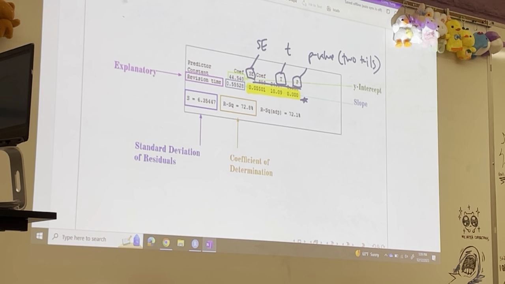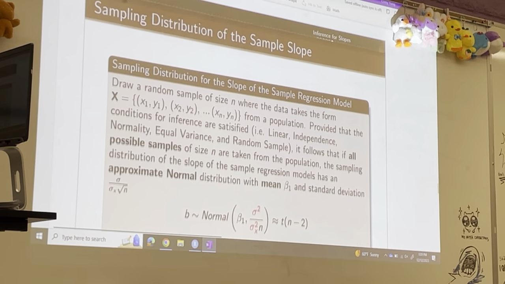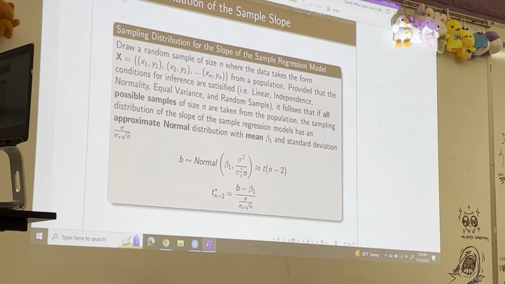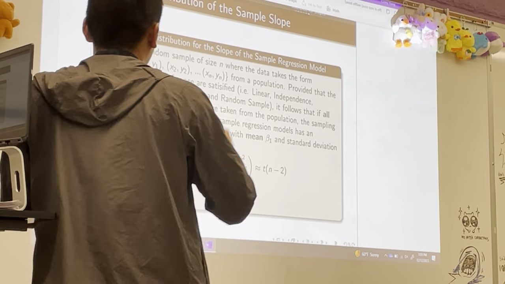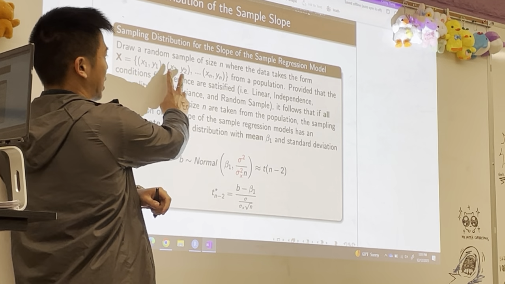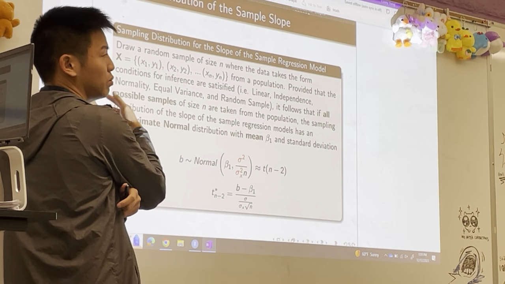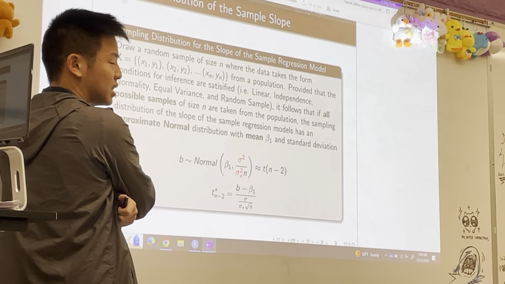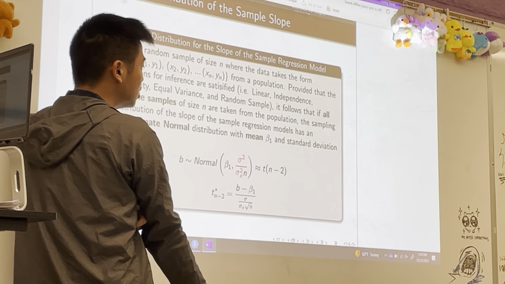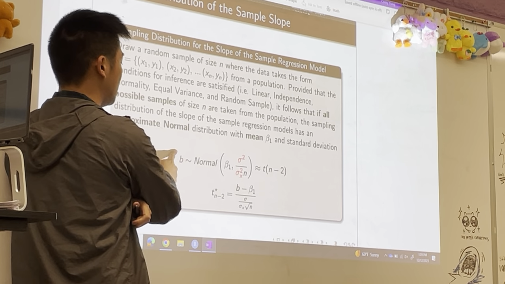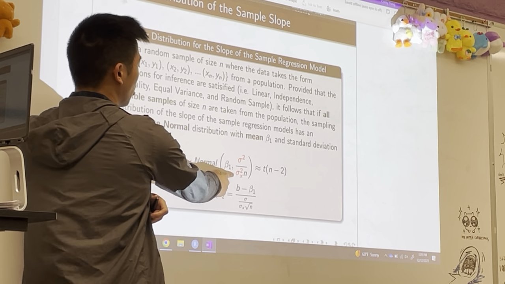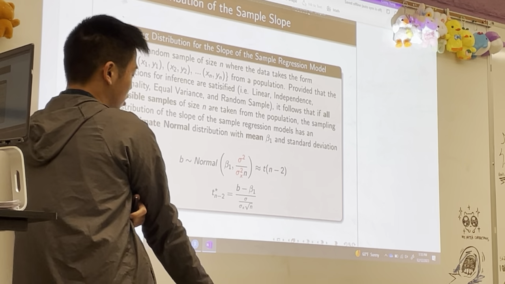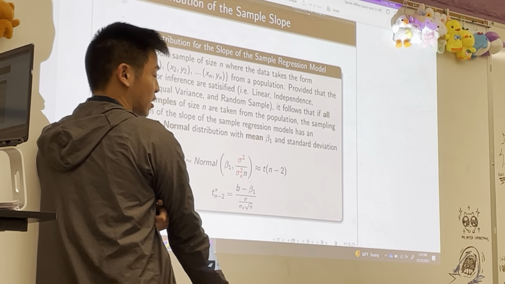All right, and then hopefully that's fine. And then the last slide before we get into the confidence interval is the sampling distribution of the sample slope. So provided that all the conditions are checked, you have data that's paired, where they come in XY pairs, it follows that if you were to take all possible samples of the same size from the population, the sampling distribution of the slope of that sample regression model is going to be approximately normal. So b is my estimate for the slope, approximately normal, where the mean is beta 1, which is the slope of that regression line in the population, with this variance right here.